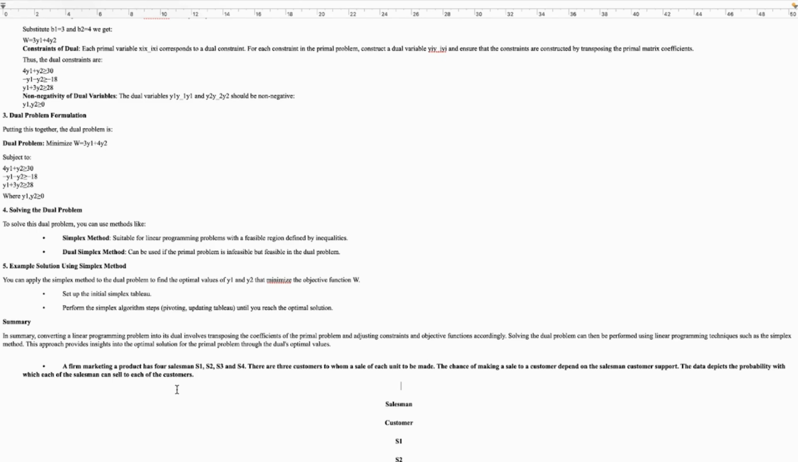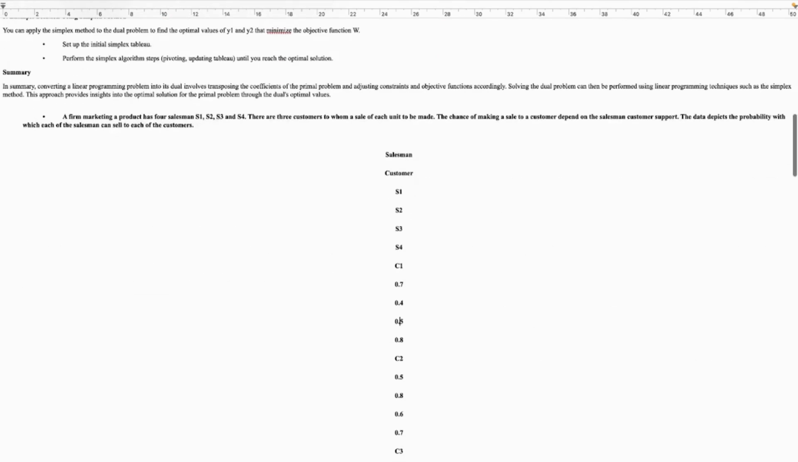These are 3 customers from whom a sale of each unit is to be made. The chance of making a sale to a customer depends on the salesman's customer support. The data depicts the probability of each salesman's sale to each of the customers. These are the data provided here.